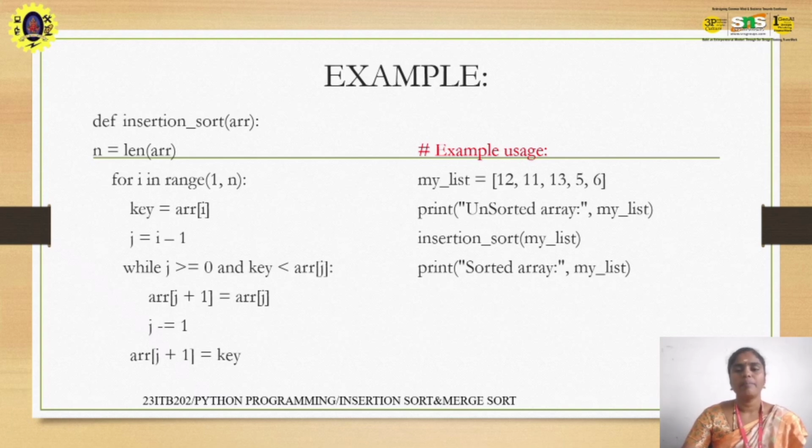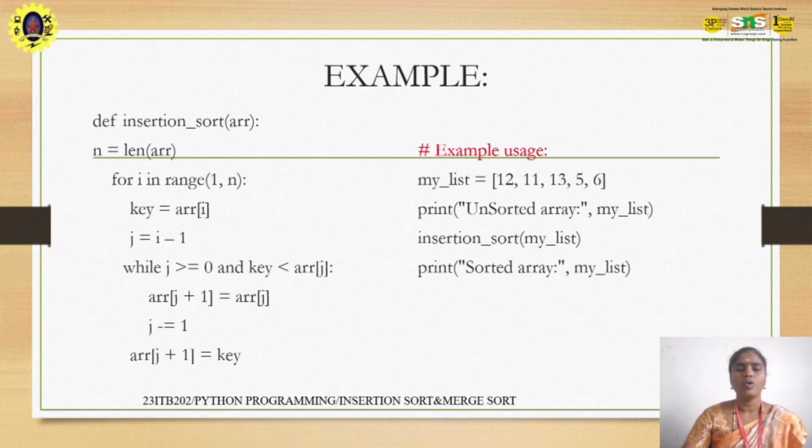Here is the Python code for insertion sort. In this example, we take the list of elements 12, 11, 13, 5 and 6 and store the list of values in the variable mylist. And using this mylist, we define the function named insertion sort. First, we find the length of the array and store it in the variable n.